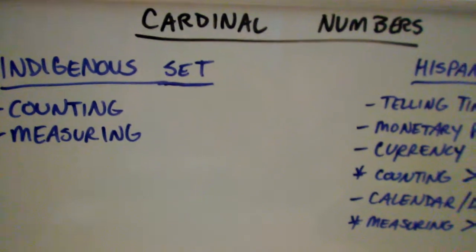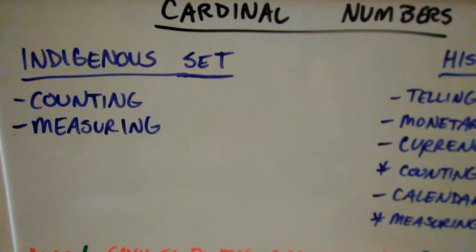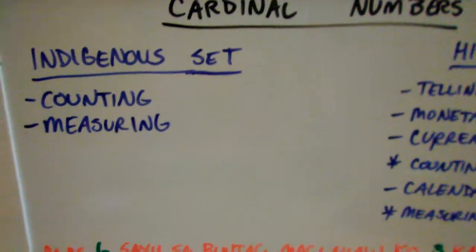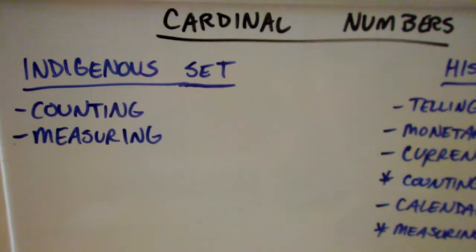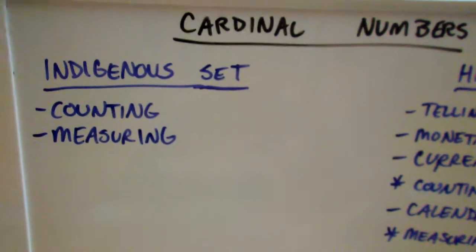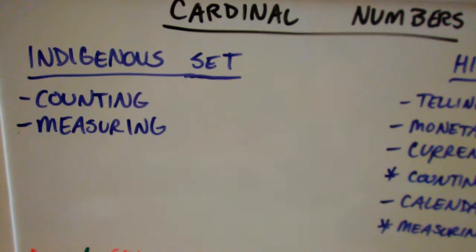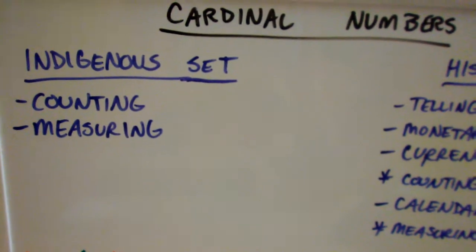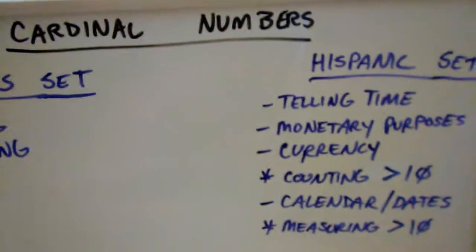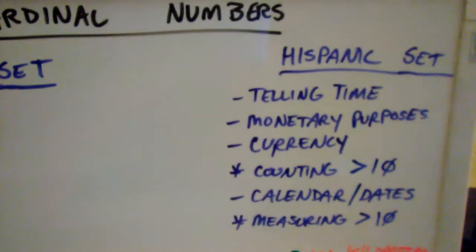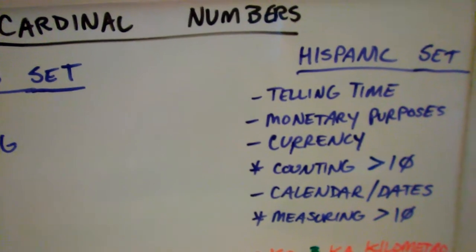So counting means like 1, 2, 3, 4, and it can be counting objects, people, things, nouns, living things, non-living things, inanimate objects. Just counting. And it can also be measuring, as in units. Whereas the Hispanic set has a set of general rules of what you can use it for and what you can't use it for.